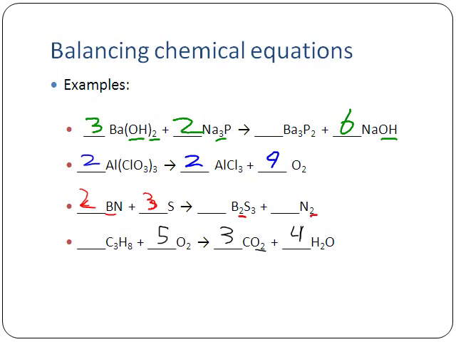And so we look at this. We have a 1 to 5 to 3 to 4 ratio. That's fully reduced. So C3H8 plus 5O2 yields 3 CO2 plus 4 H2O.